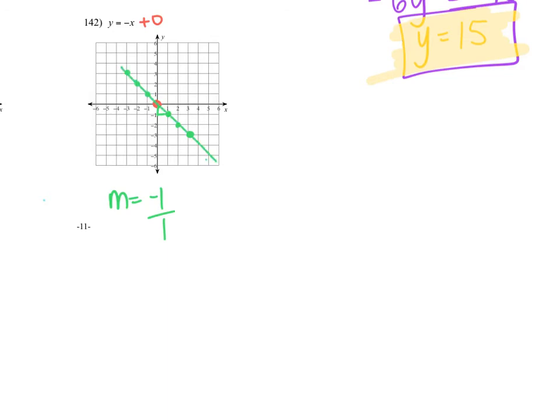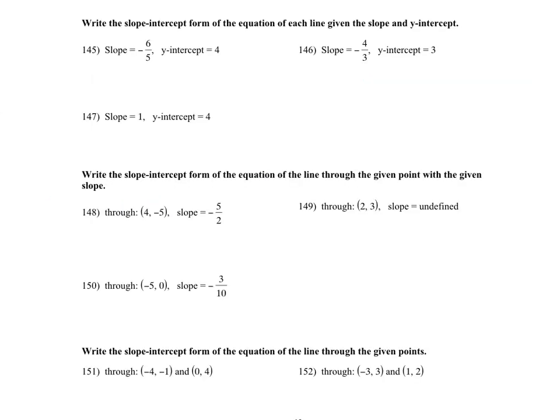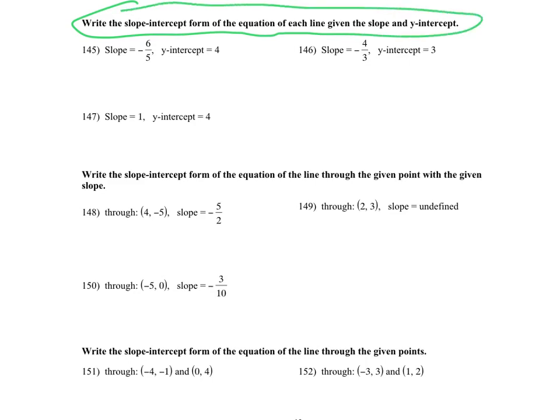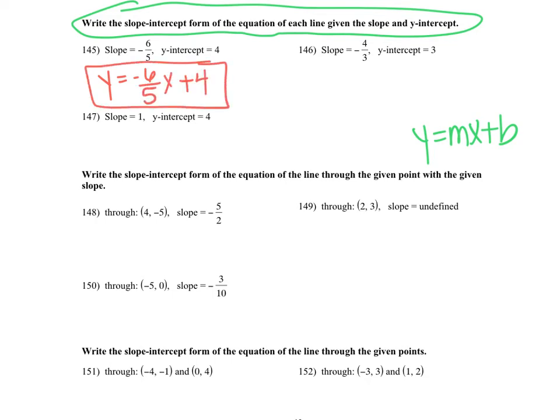Once you see the pattern and it's a linear line or a linear equation, you can draw your line. Okay, so the next section is write the slope-intercept form of the equation of a line given the slope and y-intercept. Well, we know that y equals mx plus b, and that's my slope-intercept form of the equation of a line. So all I really need to do is just plug it in. So y equals negative 6 over 5x plus 4, and I am done.